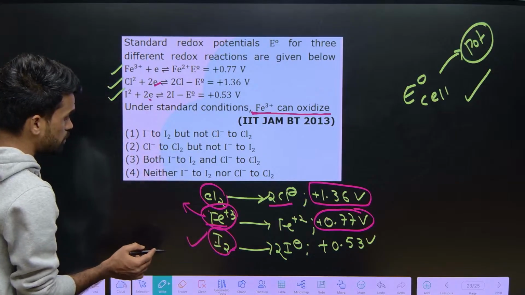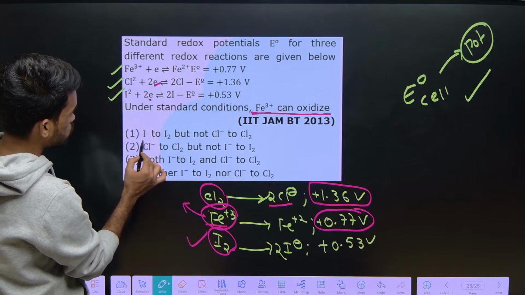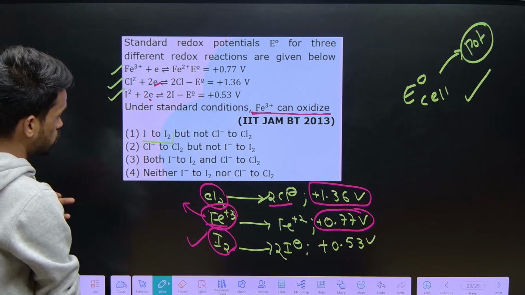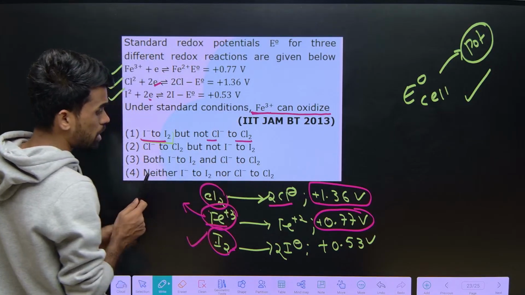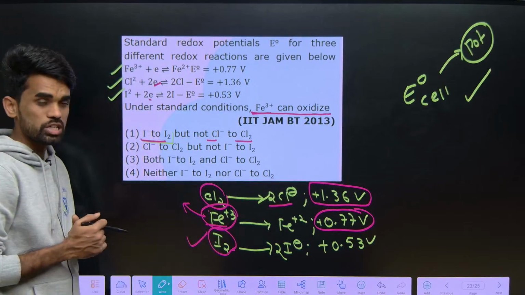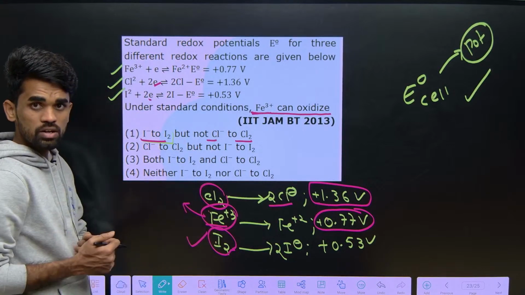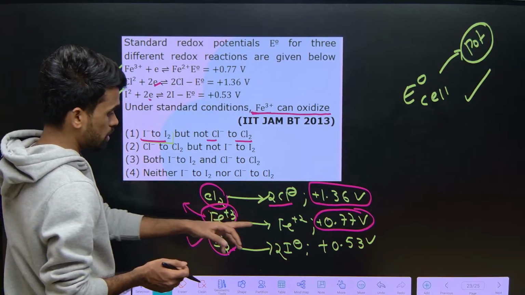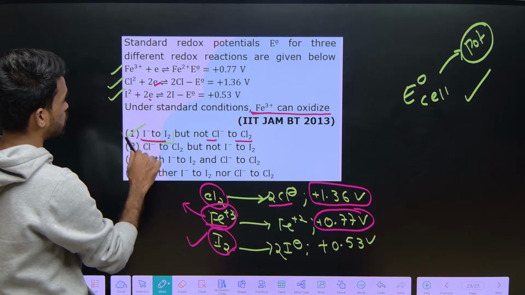Now look at the statement: Fe+3 oxidizes 2I- to I2, but not 2Cl- to Cl2. Why? Because chlorine has a higher reduction potential value, therefore Fe+3 cannot oxidize chloride, but it can oxidize iodide to iodine. Which option is it? Only the first option will be your perfect answer.